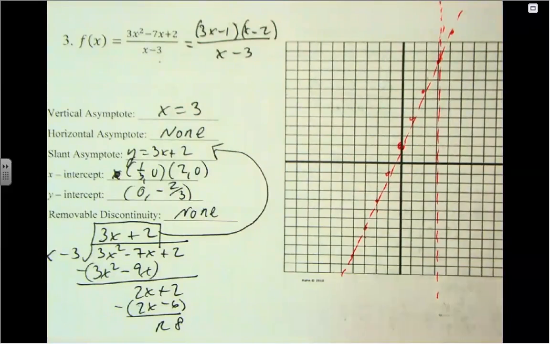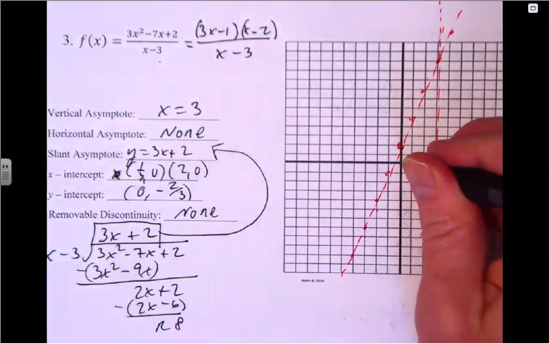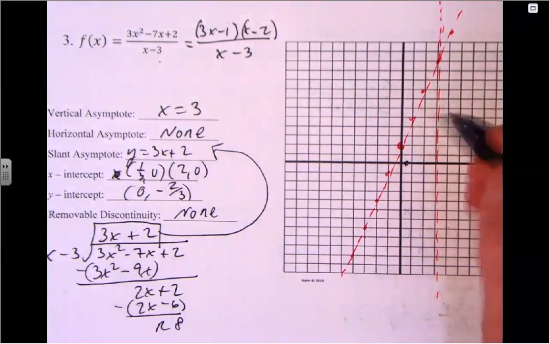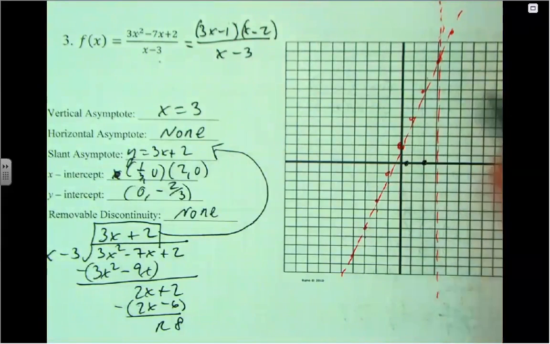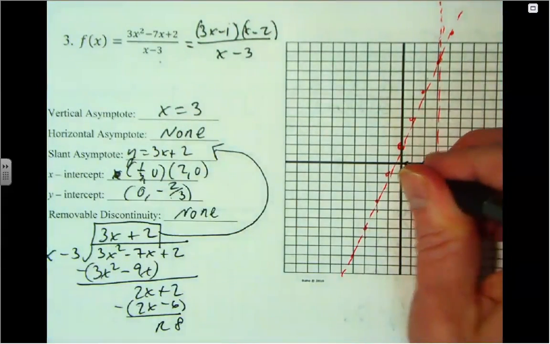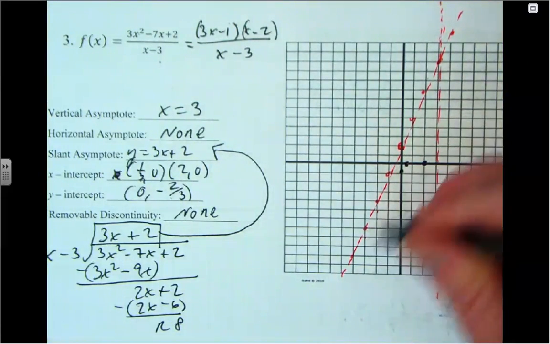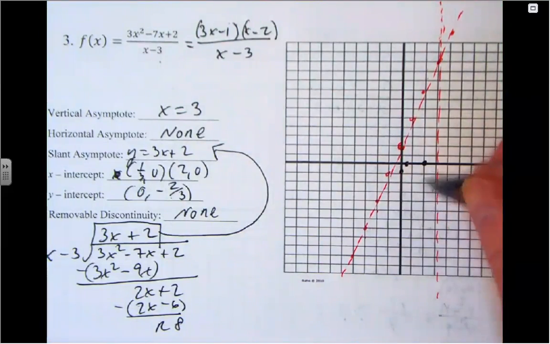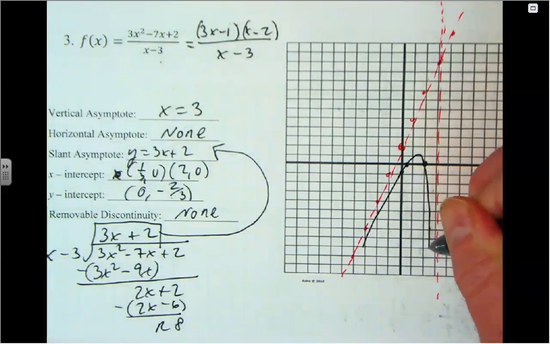Stick your points in there. So x-intercept at 1/3, so that's just barely more than 0, like right there maybe. And 2. And then the y-intercept at -2/3, so that's like right there. So we have this piece right here, and just following those points, it's got to kind of come up like this.